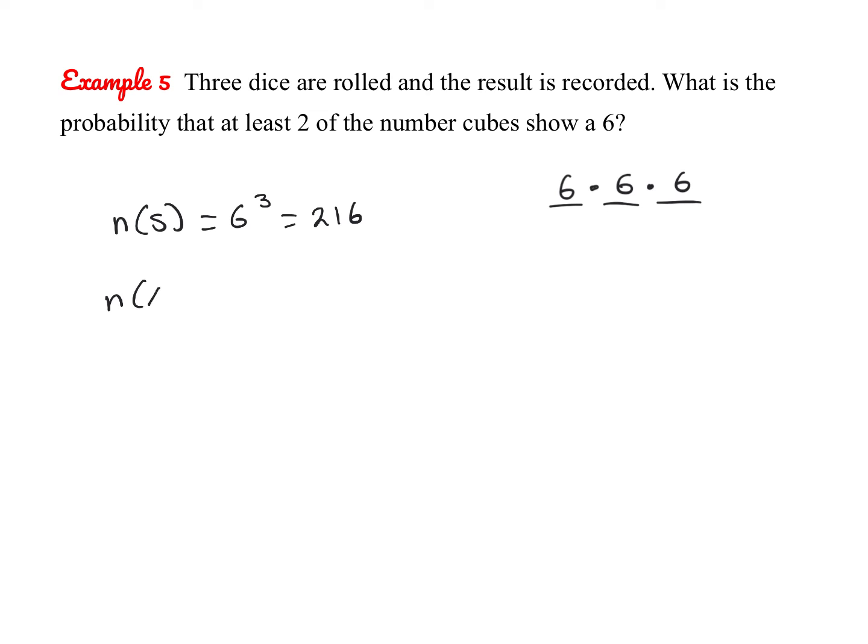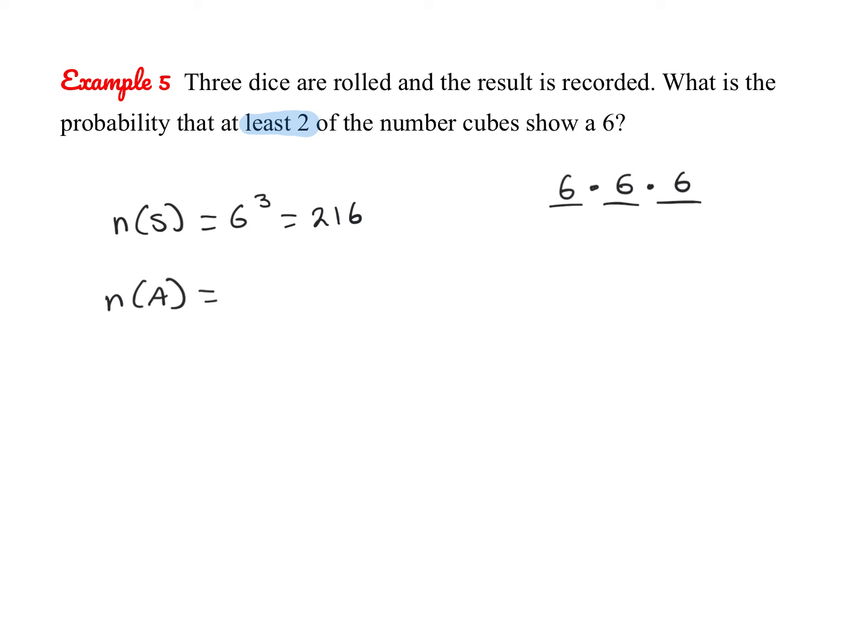Now we have to find the number of favorable outcomes, which is at least 2 of the numbers showing a 6. So since it's at least 2 of the numbers showing a 6, it could be 2 of them showing a 6 or 3 of them showing a 6. So remember, when you have a case like this, we need to find those individual number of combinations and then add them together. So this one's actually a little bit trickier because of the fact that it is a dice.